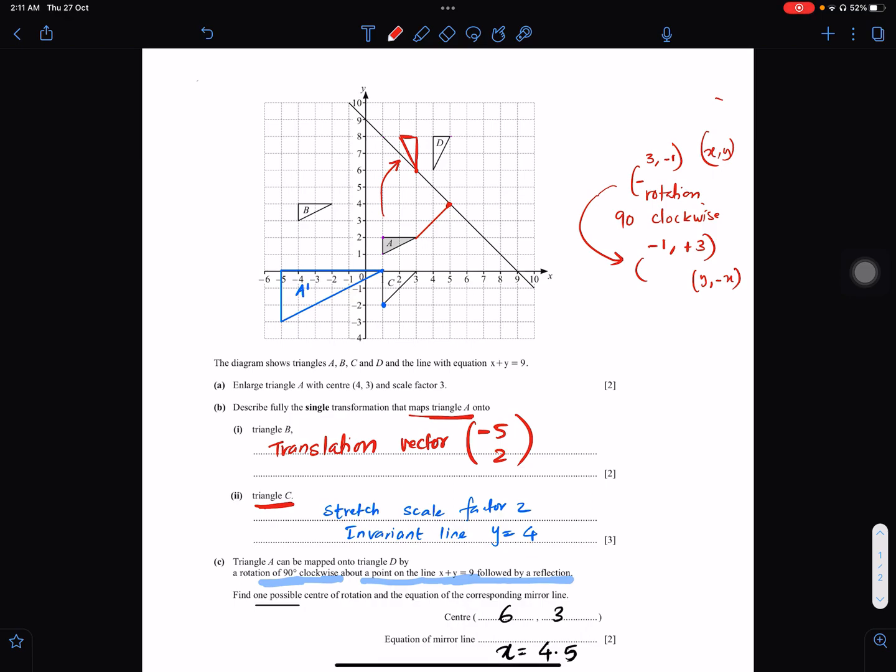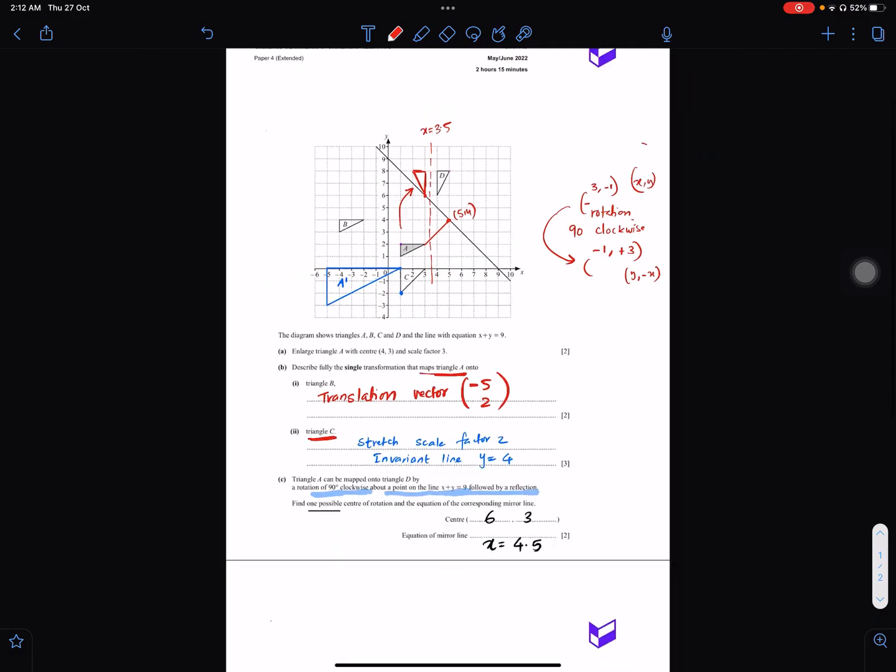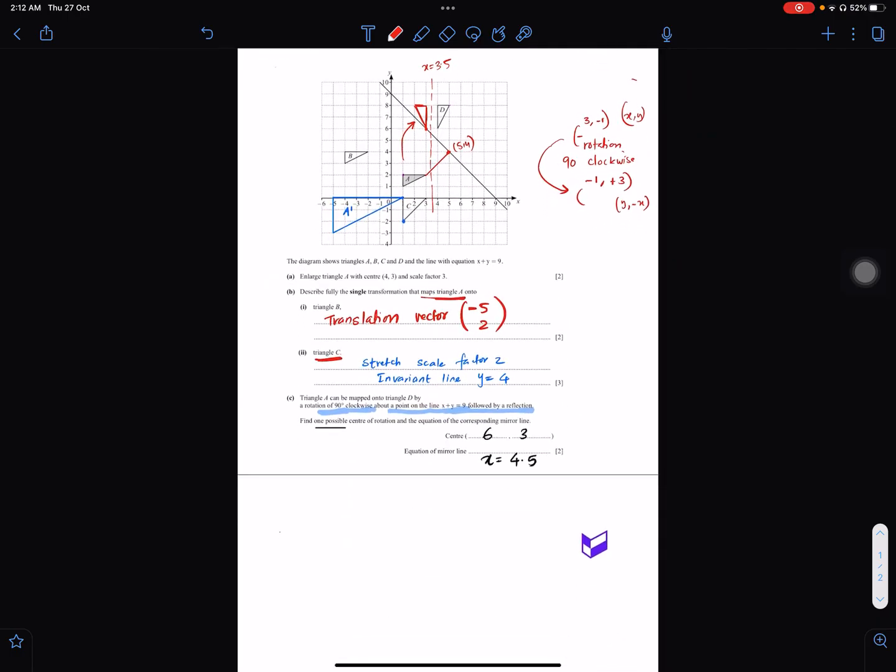Now, a person who has taken a point 5 comma 4, for this person the reflection line has to be the one in the middle here, which is between 3 and 4. That will be x equal to 3.5. So somebody taking the center point to be at 5 comma 4 and the reflection line to be x equal to 3.5, that could also be one possible solution.